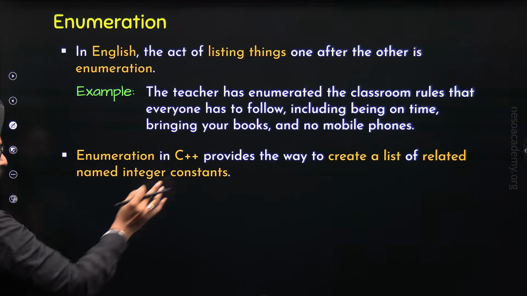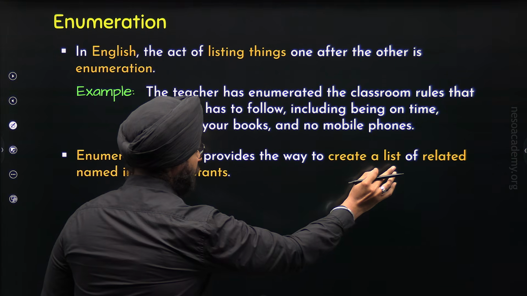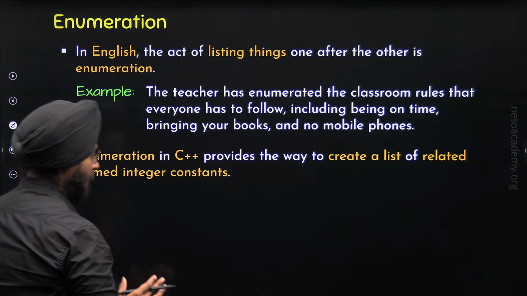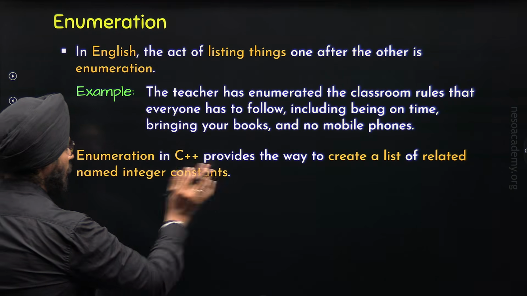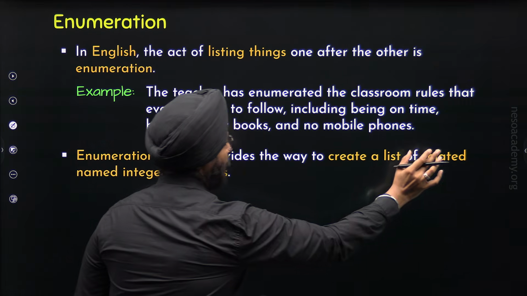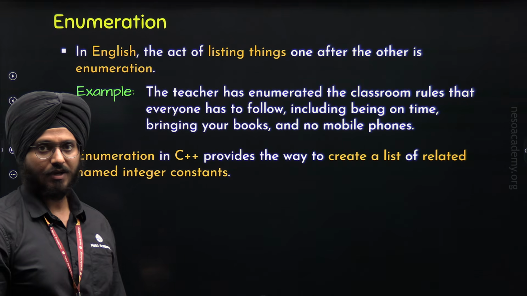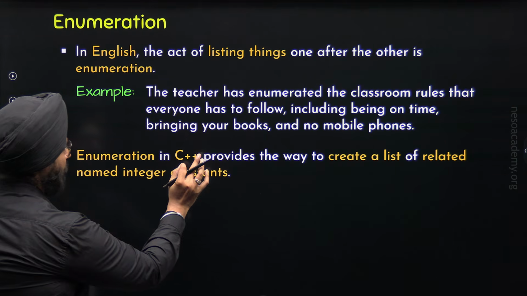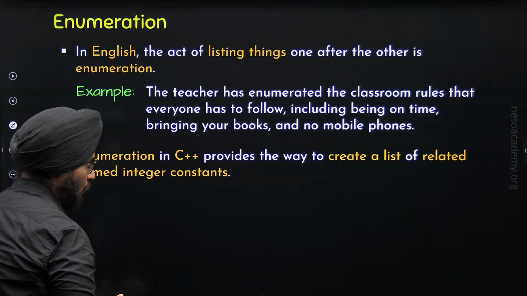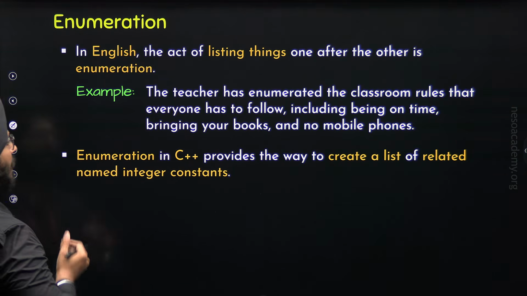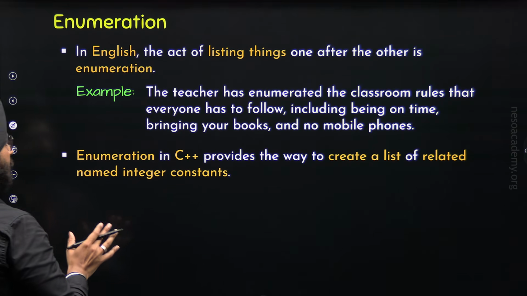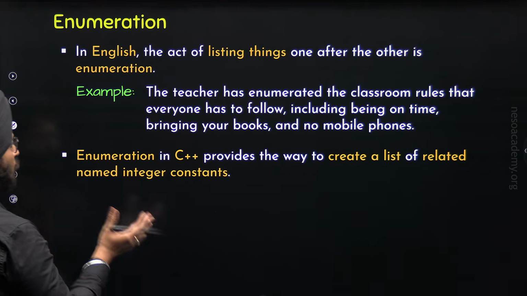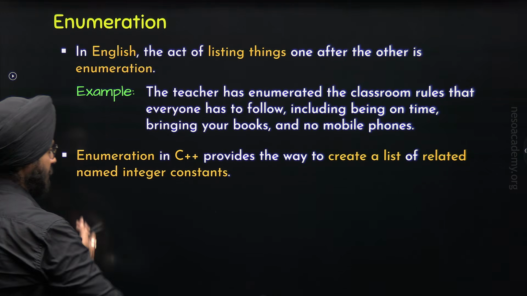So enumeration in C++ is the way of creating a list of related named integer constants. We must have named integer constants and they must be related to each other in the list. I hope the meaning of enumeration in C++ is completely clear to you. If it is not, then now with the help of an example, we will understand the meaning of enumeration and we will also understand how to define enumeration in C++.